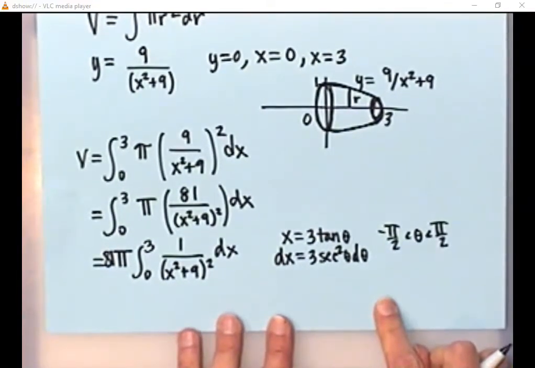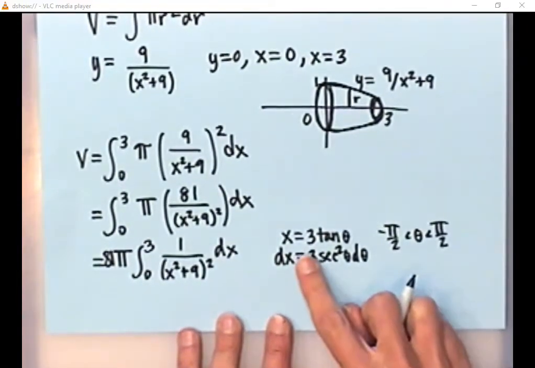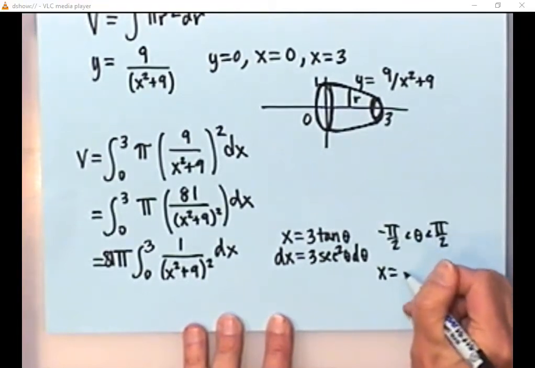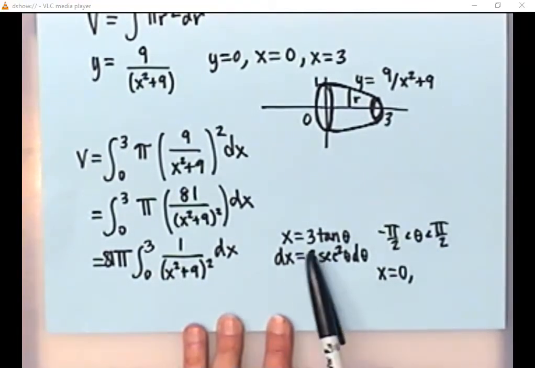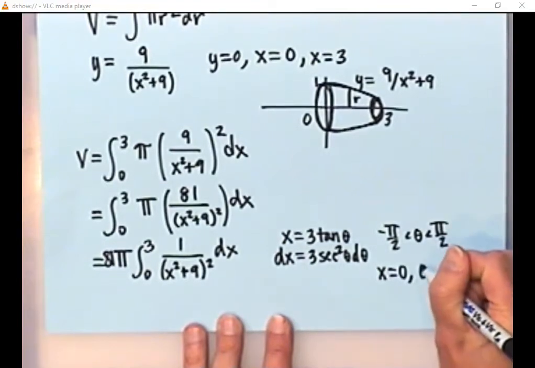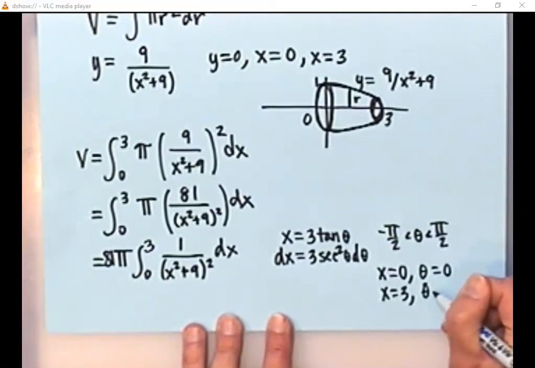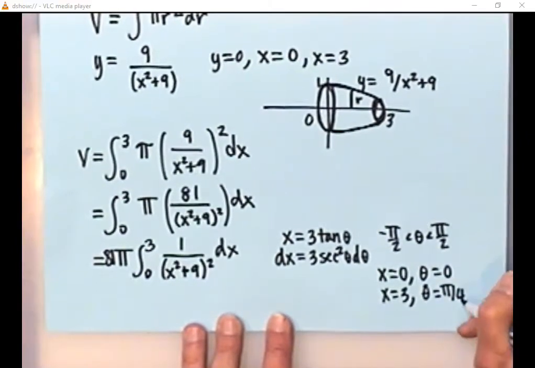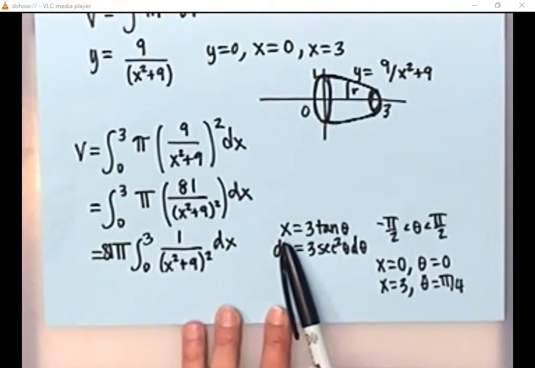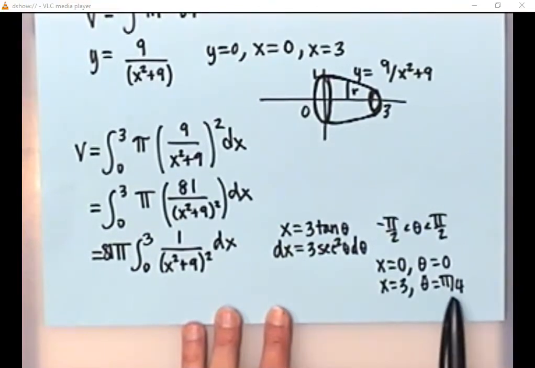And then you can change your limits as well. When x is 0, tangent of theta would be 0, so theta is 0. And when x is 3, this will divide out and be 1, so theta would have to be pi over 4. Does that make sense? Because if you plug that in for 3, it divides out to 1. So where's the tangent equal to 1? It would be pi over 4.